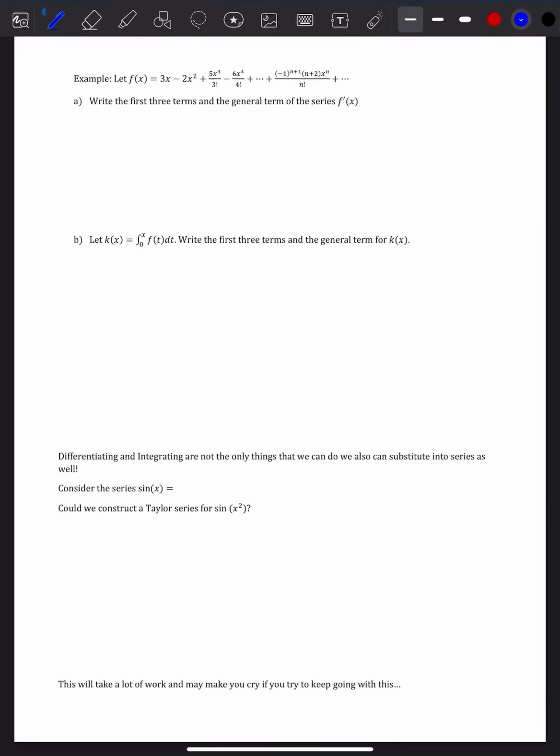Just like derivatives, we can also use integration. So let f of x equal 3x minus 2x squared plus 5x cubed divided by 3 factorial, and so on. So we have 1, 2, 3, 4 terms and a general term. We want to write the first 3 terms and the general term in series for f prime.